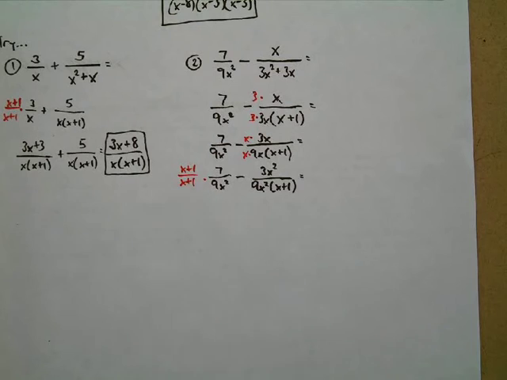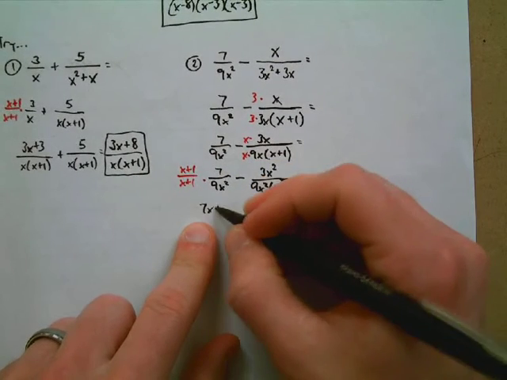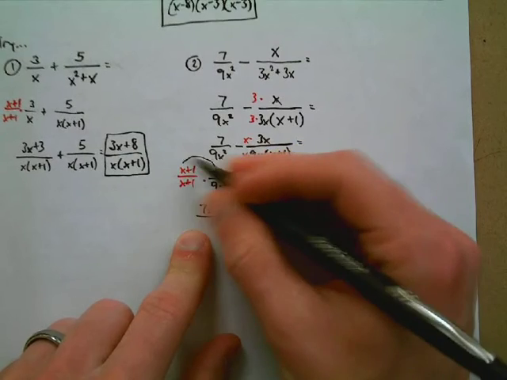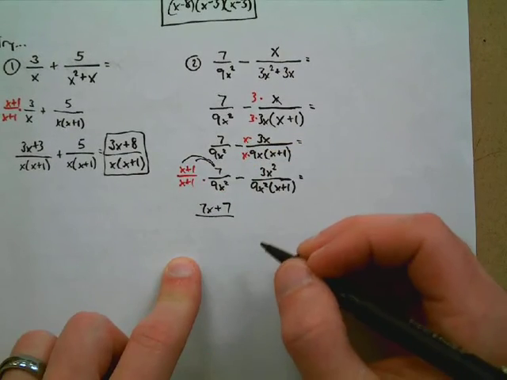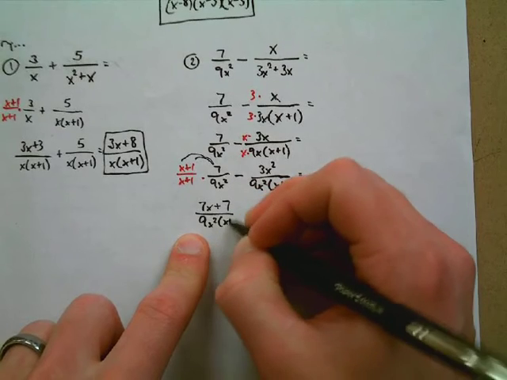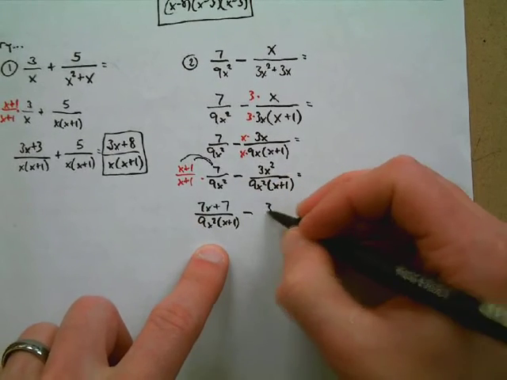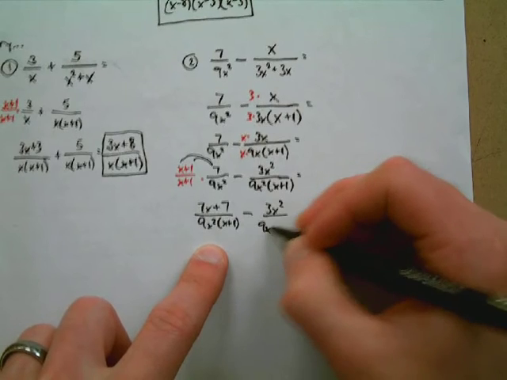So then 7 times x will be 7x. 7 times 1 will be 7. So again, the 7 distributes there to both terms. Okay. And then I'm going to leave this undistributed. So I'll make it 9x squared times x plus 1. Say, multiply them together, right? Minus 3x squared over 9x squared times x plus 1.